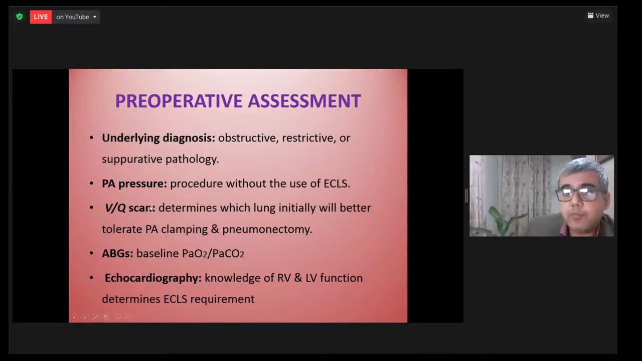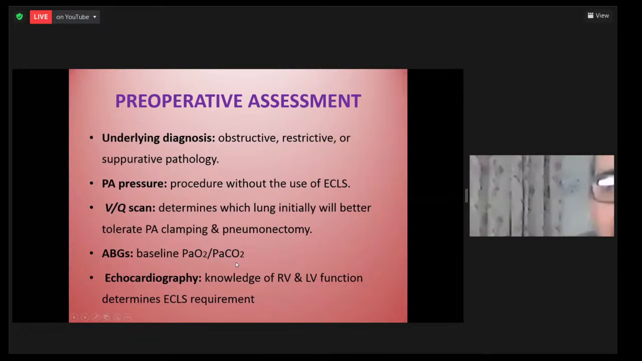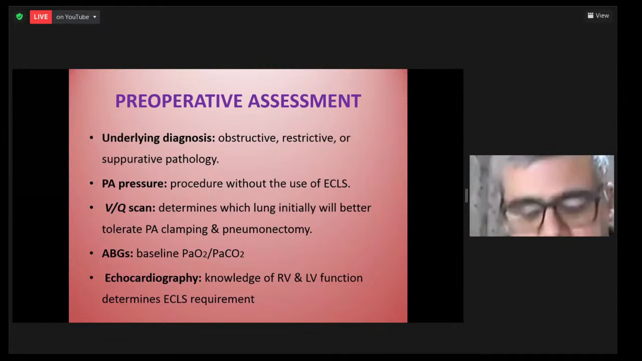The VQ scan should be determined, because if you are doing a double lung transplant, it is important to know which lung is the better lung and which lung is the bad lung, because then you can know whether the lung will tolerate PA clamping or not. Baseline ABGs should be done to know the baseline PO2, PCO2, and the pH, and also ECLS.